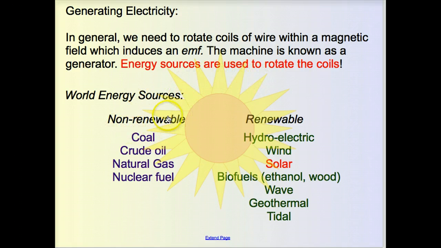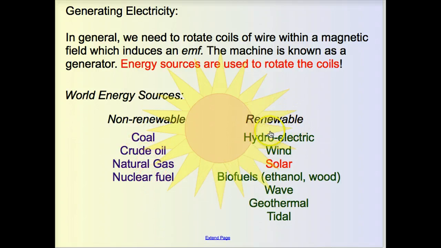So in terms of the energy sources available for us, we have two groups, non-renewable and renewable energy. Non-renewable, things which essentially have a limited lifespan. They will run out eventually. Coal, crude oil, natural gas, these are the fossil fuels, and nuclear fuel. So these have a limited lifespan. These fossil fuels were created millions of years ago and they're not going to regenerate.